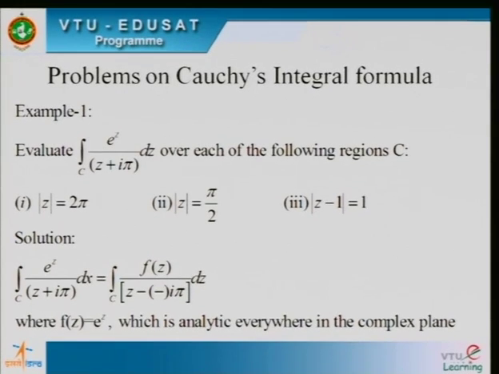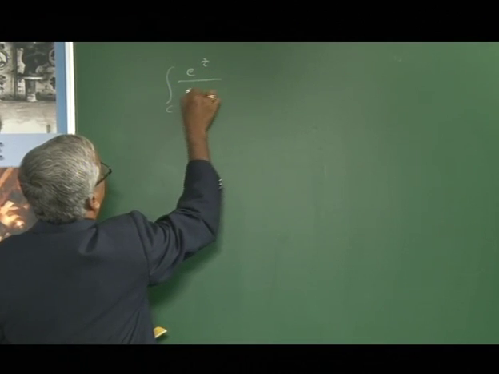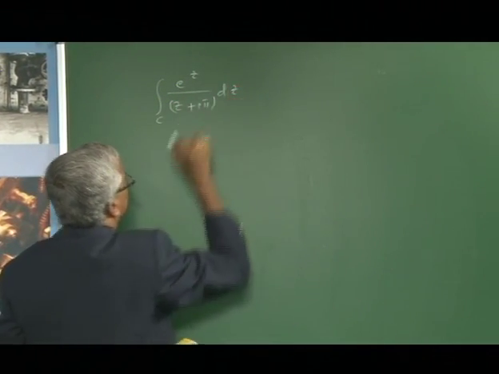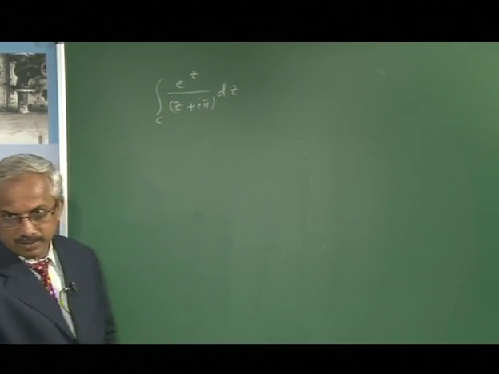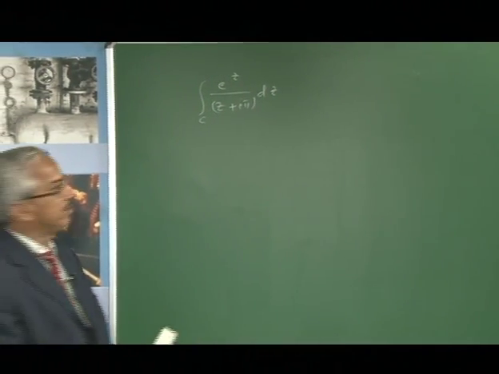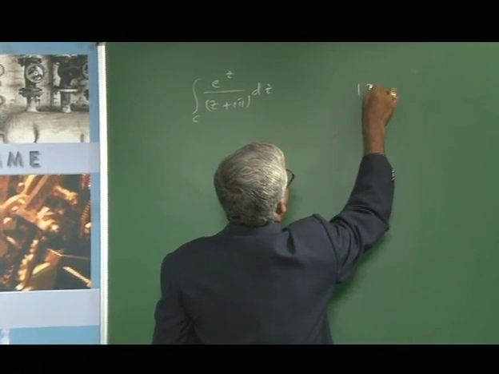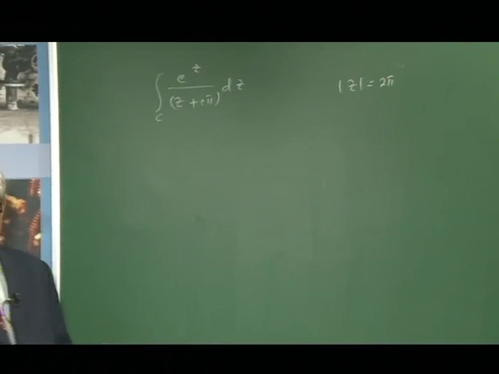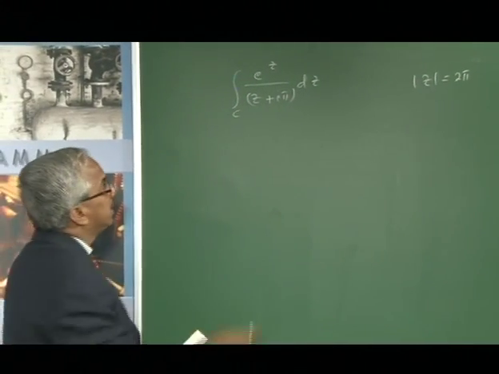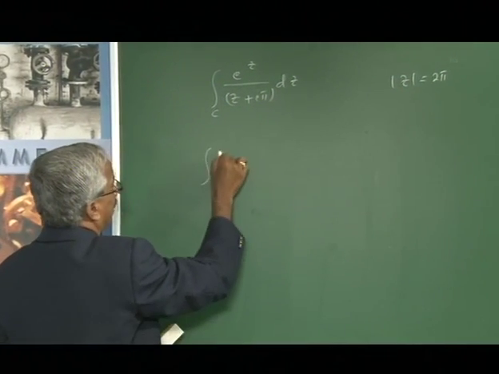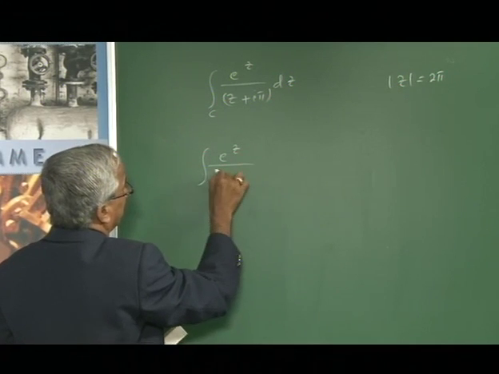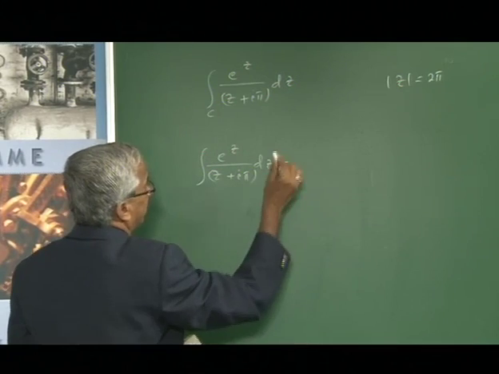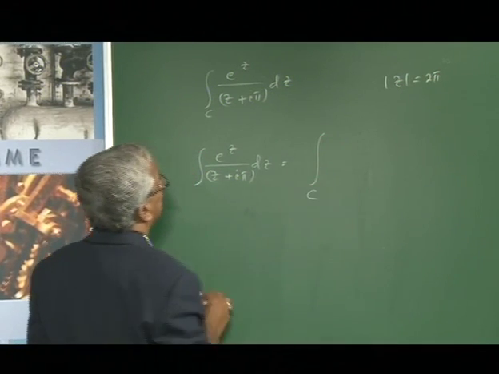Evaluate the integral along the curve of e power z divided by z plus i pi, dz. This integral we have to take for one of the cases, mod z is equal to 2 pi. Now I rearrange this integral as per Cauchy's integral formula.